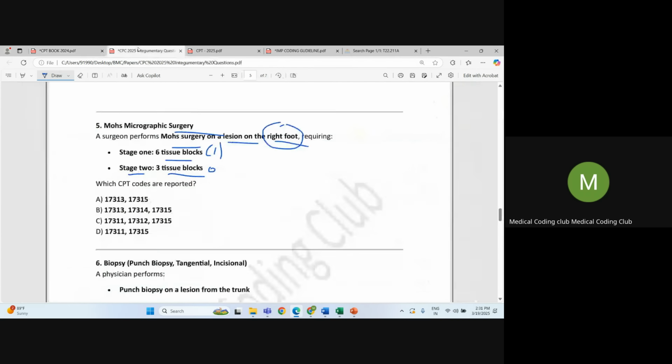So in the question, location is right foot, total stages they have performed is 2. First stage, 1 tissue block is extra. Second stage, there are no extra tissue blocks. So what will you code? You will code option C. 17311 is for the first stage, 17312 is for the second stage, and 17315, you are coding because in the first stage you got 1 tissue block extra. The correct answer for fifth question is C.